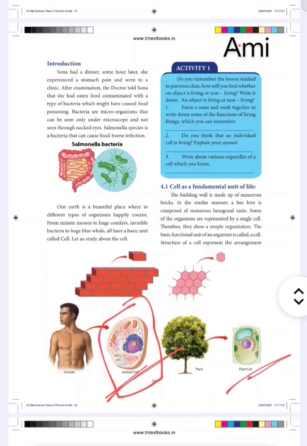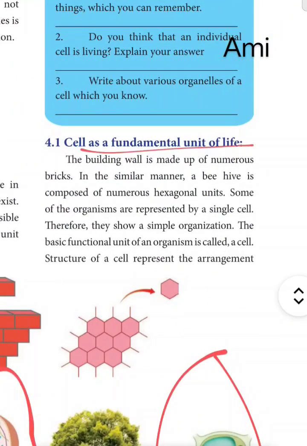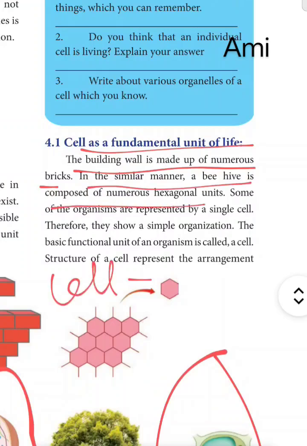Just like a building is made up of bricks, similarly for living organisms the smallest indivisible unit is cell. Either it is animal cell or plant cell or whatever it is, cell is the fundamental unit. It is like a building wall made up of numerous bricks. In the similar manner, a living organism is made up of cells.